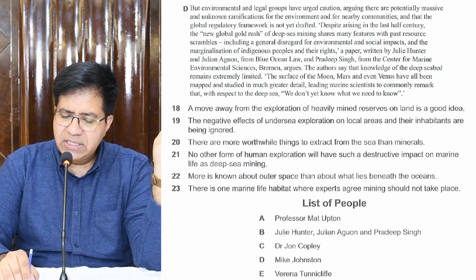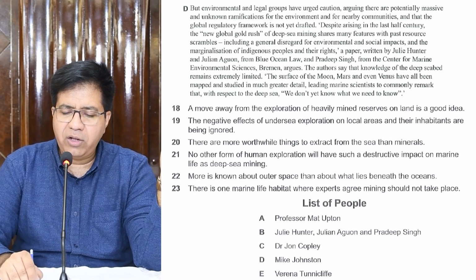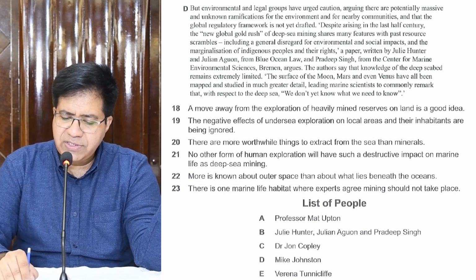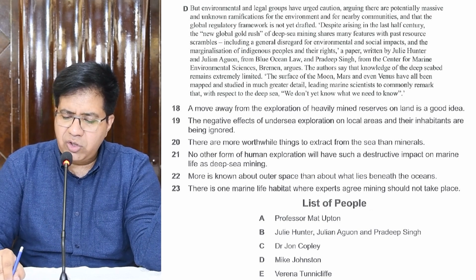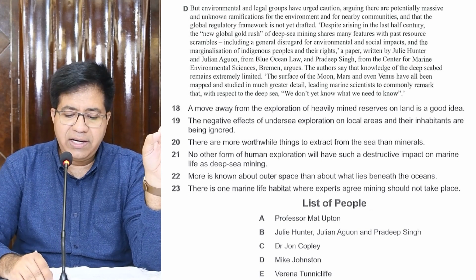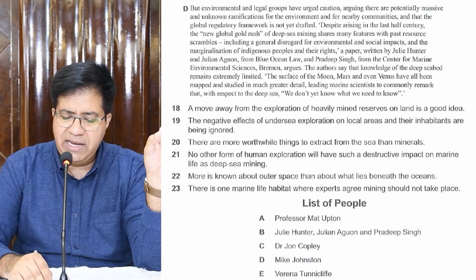The authors say that. Now, who are the authors? These three people, they are the authors. The authors say that knowledge of the deep seabed remains extremely limited. Now, underline knowledge extremely limited.